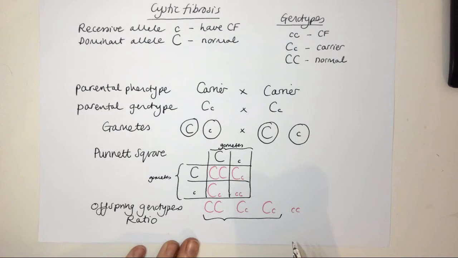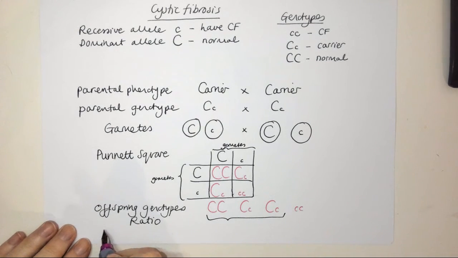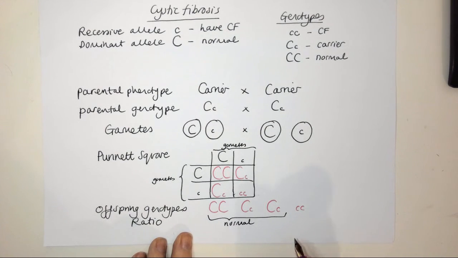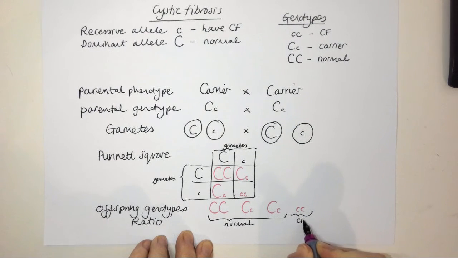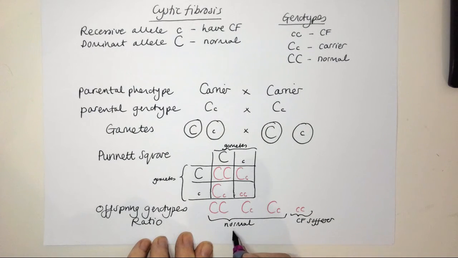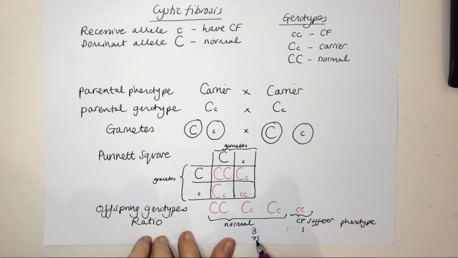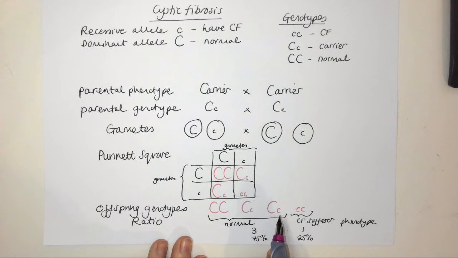If we're just looking at the condition itself, at the phenotype, well, I didn't write the phenotypes in there, but we get the idea that we're going to have normal here, and we're going to have CF, cystic fibrosis sufferer, and we're going to have a ratio of 3 to 1. Remember, you have to clarify what that ratio is. I'm going to write down that that's the phenotype to remind me. We've got 75% and 25%. Again, it may not ask you that. It might ask you how many are likely to be carriers.